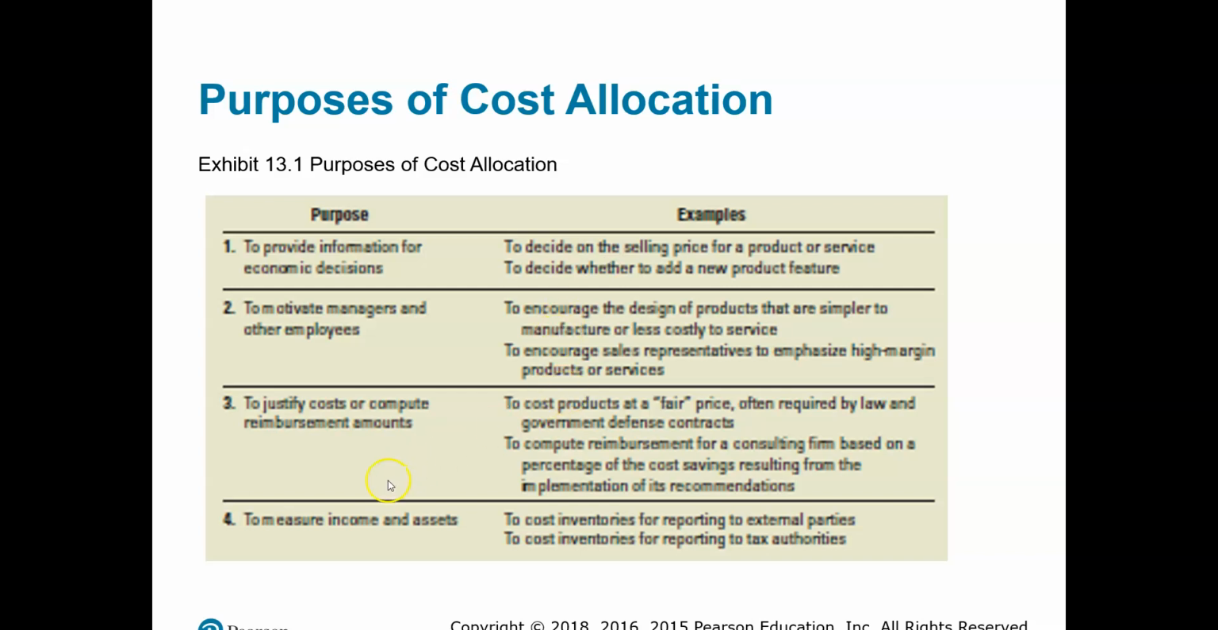And then obviously to measure income and assets. Why? Because we need to cost inventories for reporting to external parties. And then we also have to cost inventories for reporting to tax authorities.